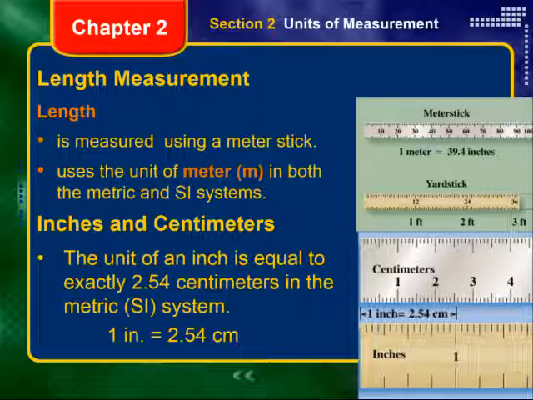Inches and centimeters. Now, the unit of an inch is equal to exactly 2.54 centimeters in the metric or SI systems. Now, this isn't rounded at all. By definition, and this is going to be important later, by definition, 1 inch is equal to 2.54 centimeters.